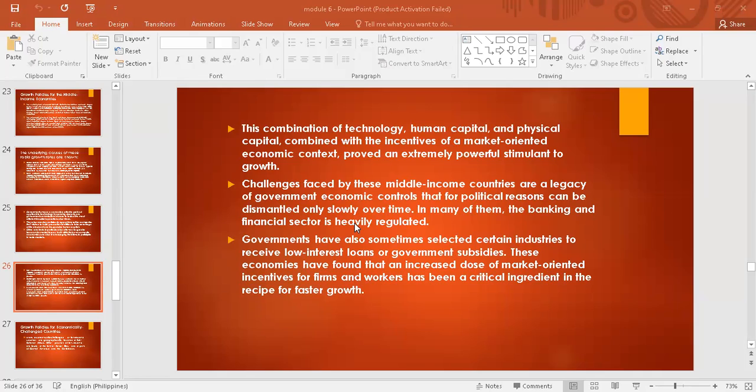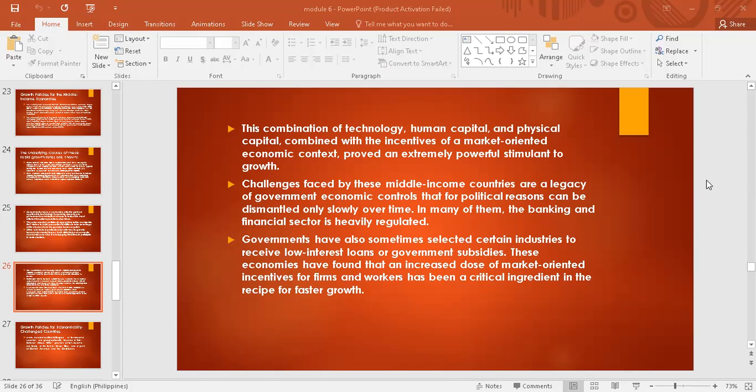It's not immediate. For example, they have invested in education. Of course, it will take years for the students to learn until they finish the needed academic requirements. Thus, slowly but surely, the government has also sometimes selected certain industries. So, another challenge here is that government subsidies are selective, those they supported or those given low interest loans. So, these are the challenges faced by middle income countries.